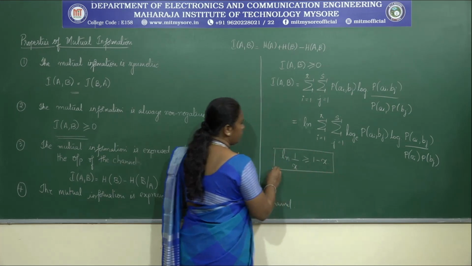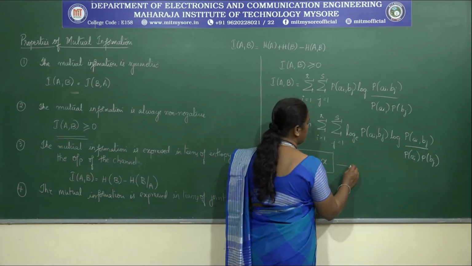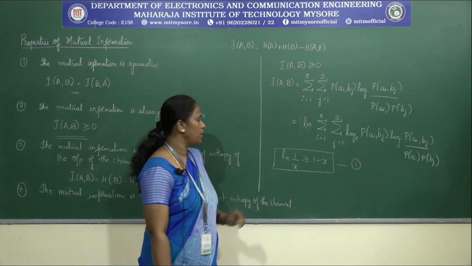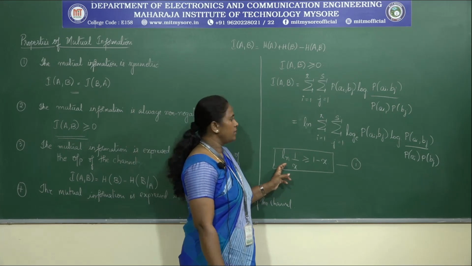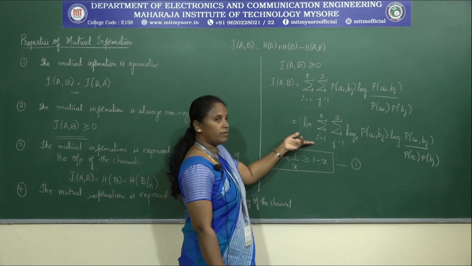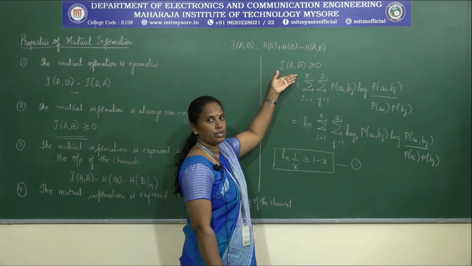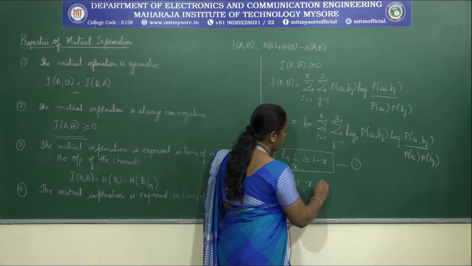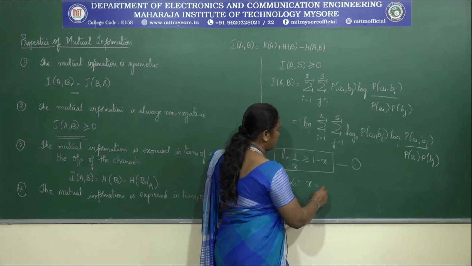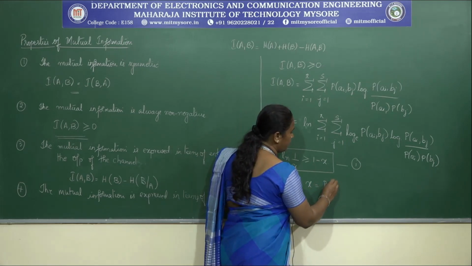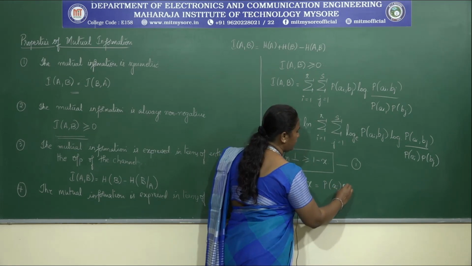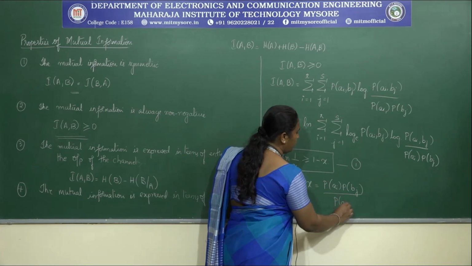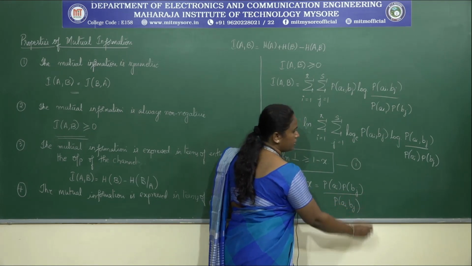So we will be using this equation. Let us consider this as equation number 1 with respect to this derivation. Using this equation, we will solve further the derivation. Let x be equal to P of ai into P of bj divided by P of ai comma bj.